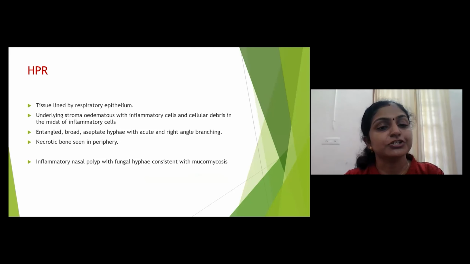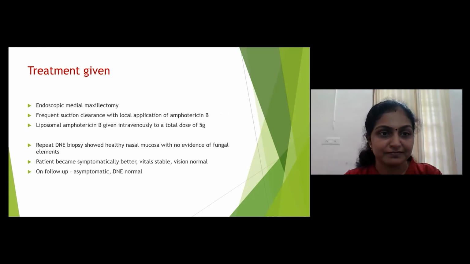Histopathology came as tissue lined by respiratory epithelium. Underlying stroma edematous with inflammatory cells and cellular debris in the midst of inflammatory cells. Entangled broad aseptate hyphae with acute and right angle branching. Necrotic bone seen in the periphery. Inflammatory nasal polyp with fungal hyphae consistent with mucormycosis.